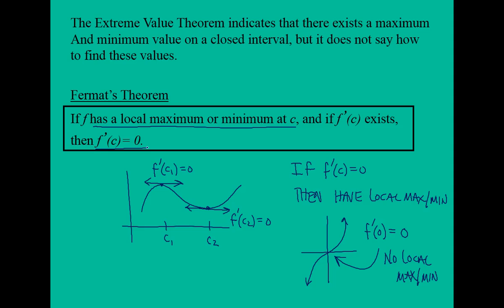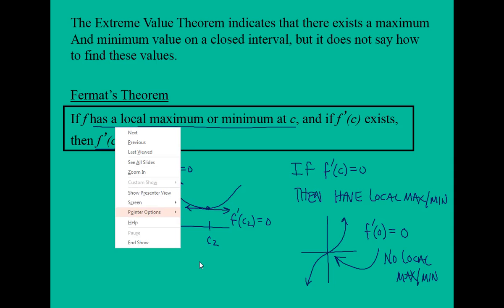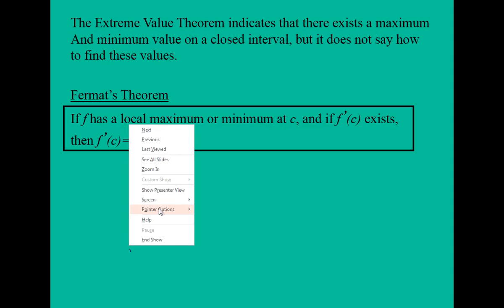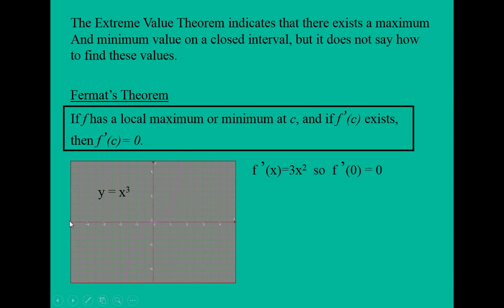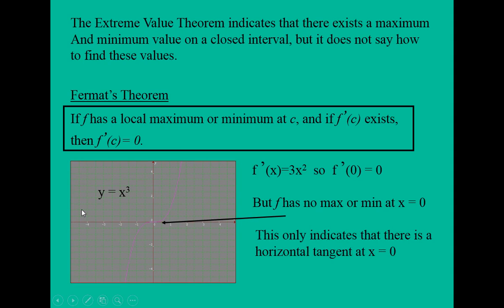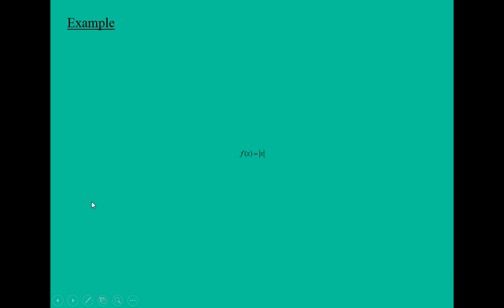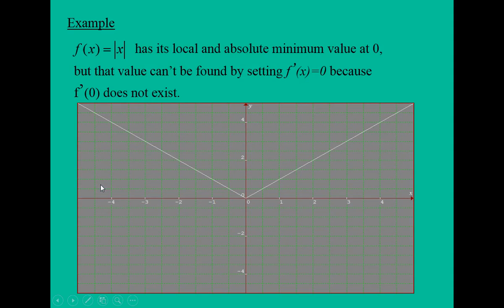We can only say if f has a local maximum or minimum at c, and if f prime of c exists, then f prime of c does equal 0. Here's the example to show the counterargument if we switch the hypothesis and the conclusion. f of x equals the absolute value of x. This has its local and absolute minimum value at 0, but what value can't be found by setting f prime of x equal to 0? Because f prime of c does not exist.